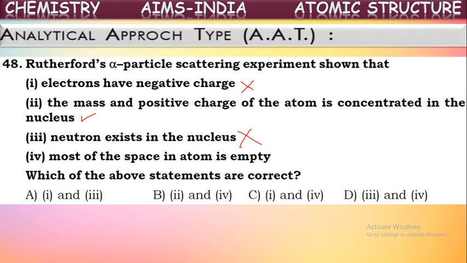Next one, most of the space in the atom is empty. Yes, it is also one of the points shown in Rutherford's alpha ray scattering experiment because most of the alpha particles are passing through the gold foil directly without any deviation. So these two are the correct observations from Rutherford's theory. What are those two? Second and fourth. It is the correct answer. Okay, next one.